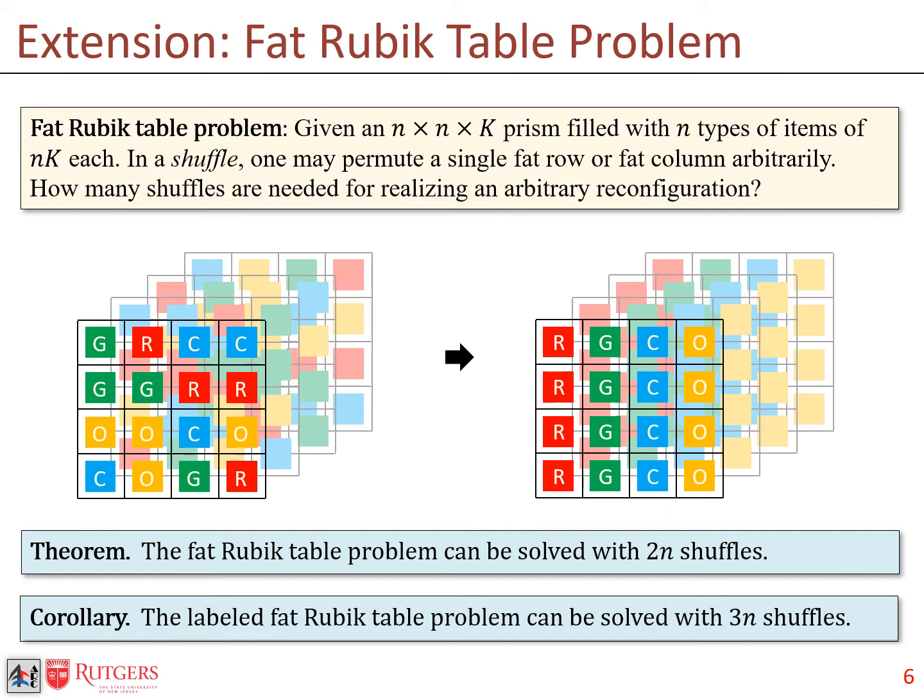As it turns out, we don't need an additional number of shuffles. The same result from before holds, that is, the fat Rubik table can be reconfigured using 2n shuffles. And then if we have labels, then we need one more round of shuffle. So we will need 3n shuffles if we want to solve the labeled fat Rubik table problem.